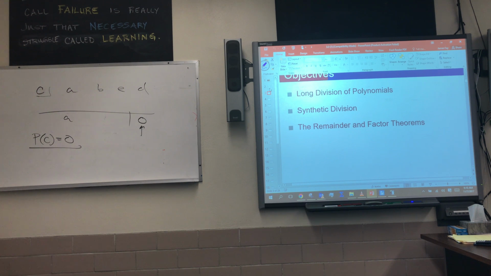Now, the long division stuff, we'll talk about a couple times, but ultimately, we're going to be focusing on synthetic division because one, it's simpler, two, it provides us some unique information when we get a result, and it's easier to write out.